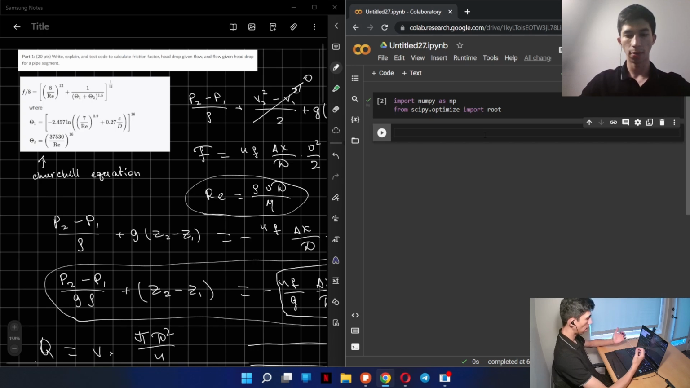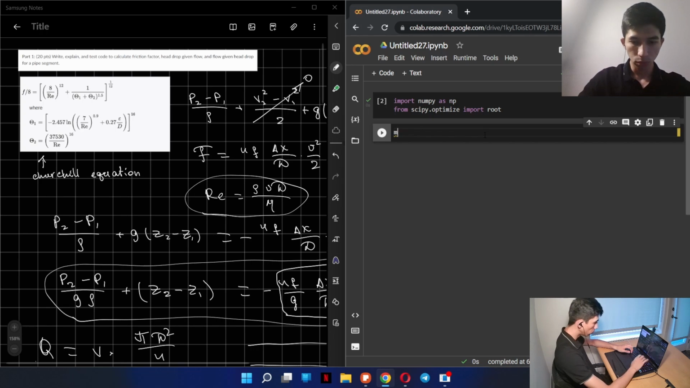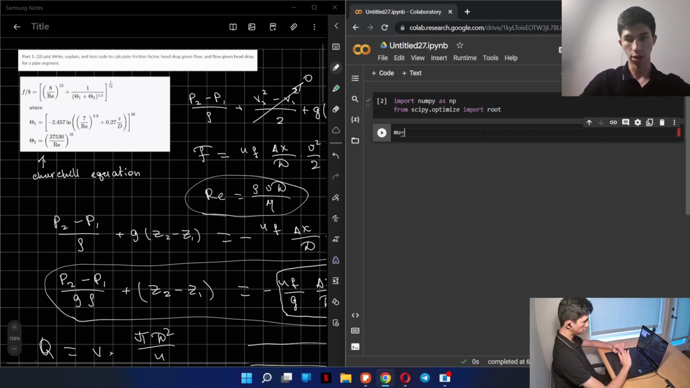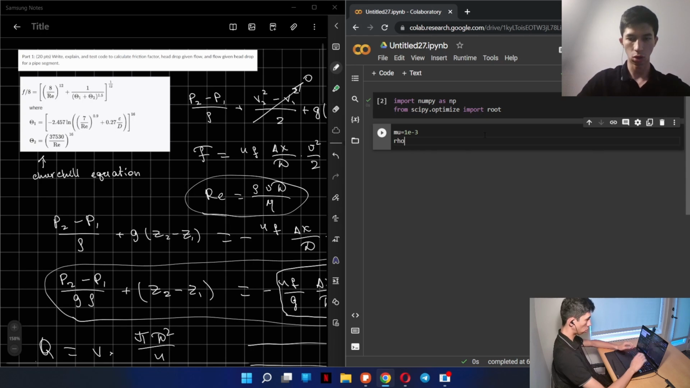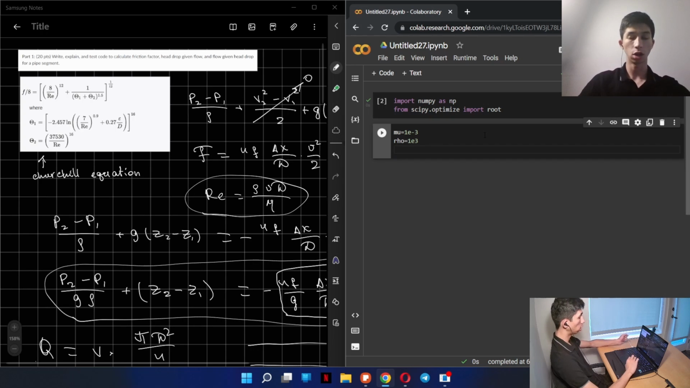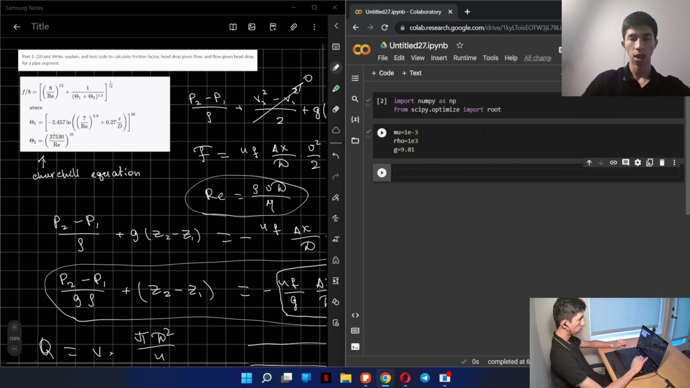So the viscosity mu is going to be equal to 1 times 10 to the power of -3, and our density, which is rho, is going to be equal to 1 times 10 to the power of 3. And another constant we have is g, which is the gravitational acceleration. So it equals 9.81 meters per second squared, right?